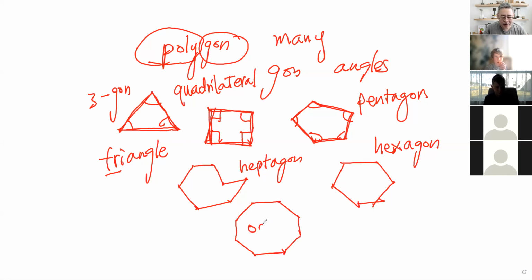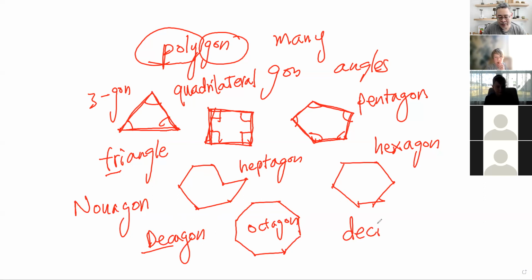So we've got the octagon. We also can have nine sides. Nine sides is called a nonagon. And we also could have something with 10 sides or 10 angles. That's called the decagon. When we say this part, deca, that means 10. Remember, we have decimal. That's where it comes from. So decagon. Okay, so that's basically the polygons.